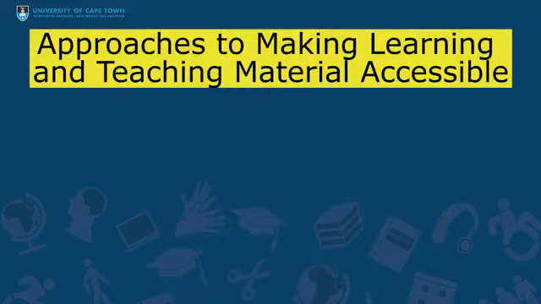In this video, we are going to look at the different approaches we can follow to make learning and teaching material and assessment tasks accessible for learners with visual impairment. We will discuss practical examples of 9 different approaches. The 9 approaches are as follows.